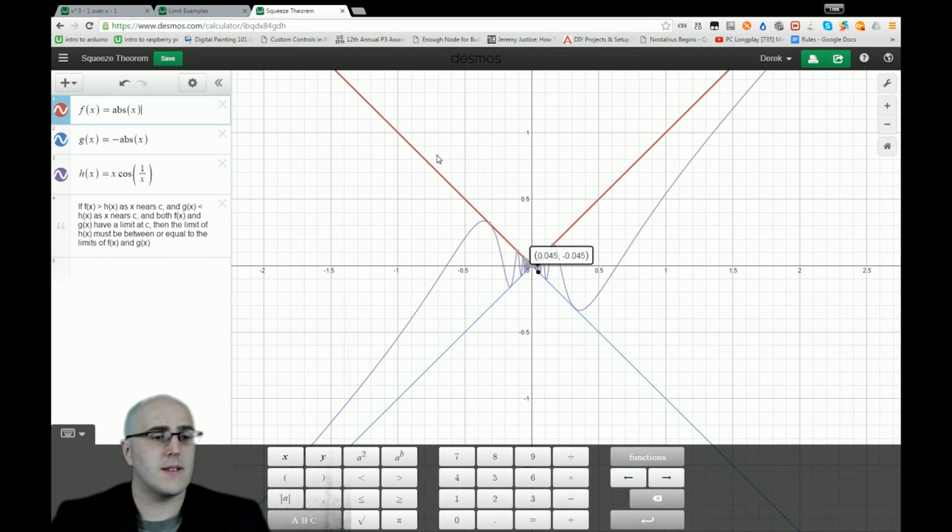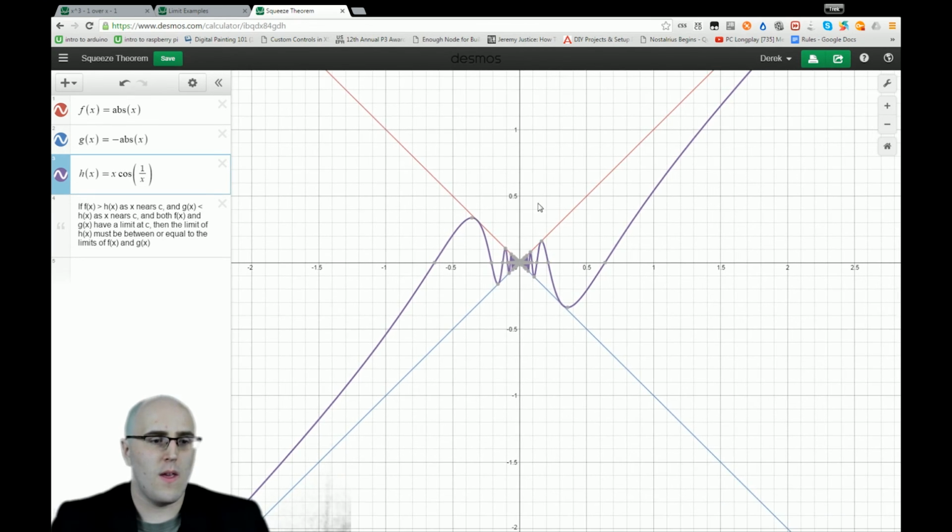Our f of x, this is the line y equals x, and this is the y equals negative x line. So the f of x also varies between x and negative x, and same with this one. So these are sort of our boundaries. This is the y equals x line, and this is the y equals negative x line. And we just explained why our x cosine of 1 over x is always between x and negative x.